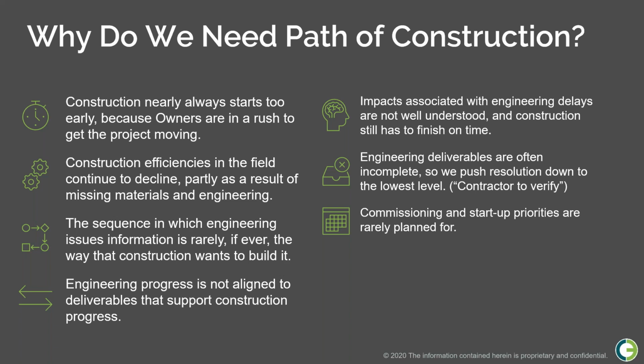Engineering progress is not aligned to deliverables that support construction progress. So this is another one of those weird ones where we know engineering is going to get us everything at some stage, but do we actually know what we're getting from engineering? You know, they can tell us we've done X amount of drawings, but are they the right drawings? Are they working on the things we need? And do we understand the impact of them saying we're 47% complete? Impacts associated with engineering delays are not well understood. And my personal favorite, construction always has to still finish on time. So there's delays on the front end and engineering is late either by impacts to them or impacts from them. And construction is still told, essentially, suck it up.